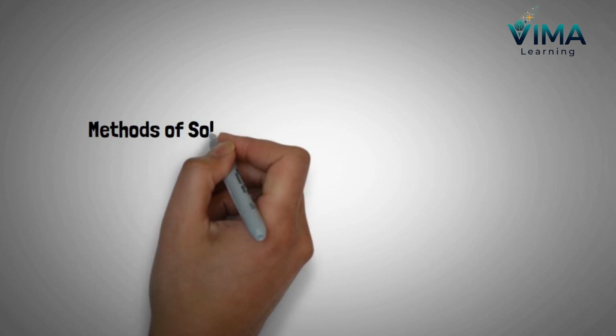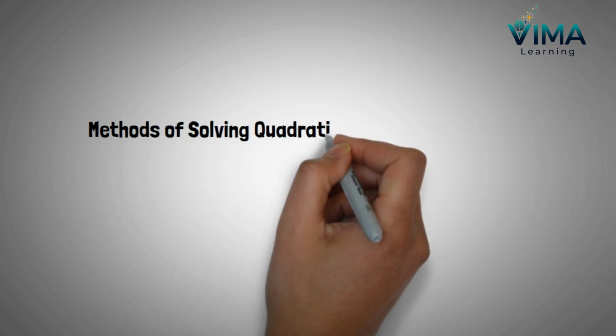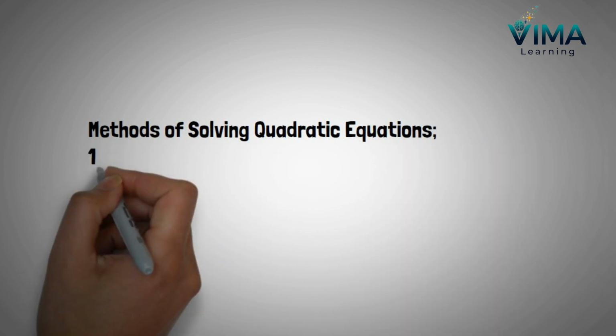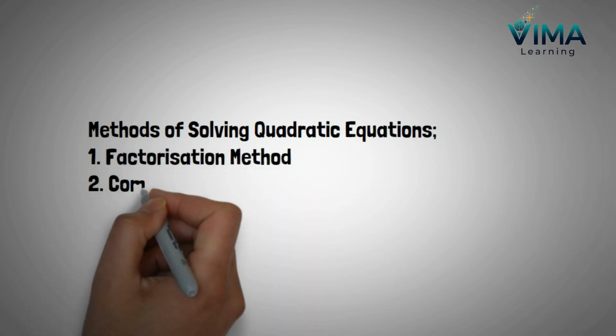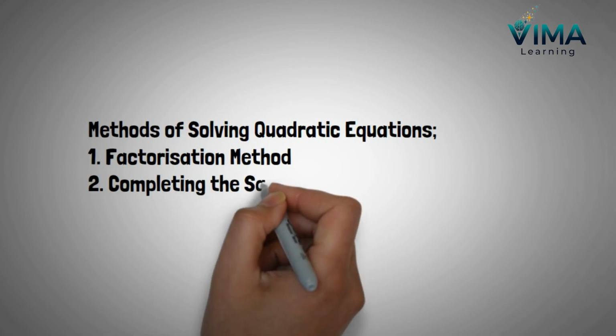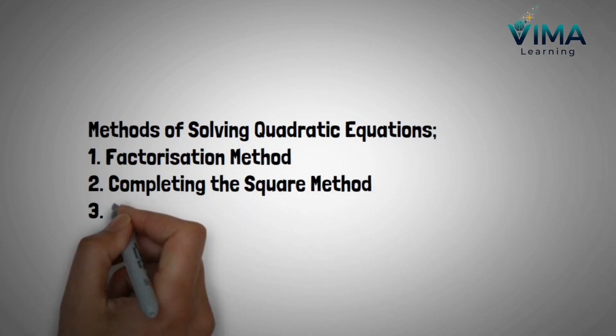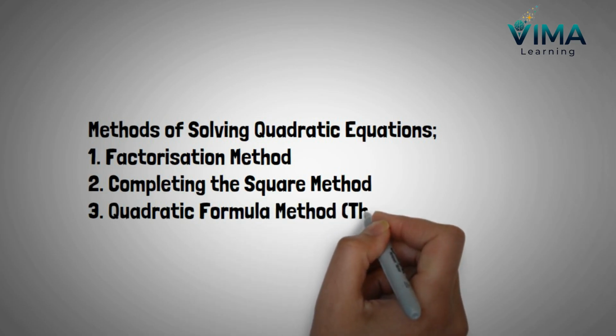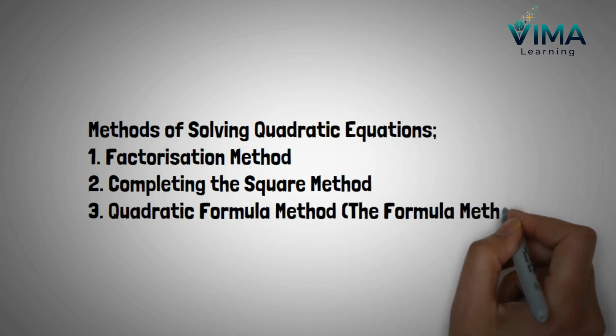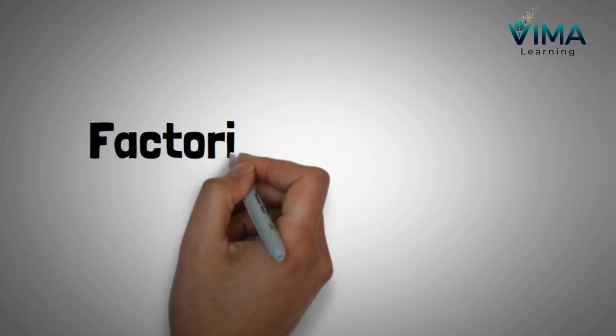Now before we go into solving this question, we should know that there are three methods for solving quadratic equations. The first method is the factorization method, the second method is completing the square method, and the third method is the quadratic formula method, which is popularly called the formula method. But for this question, we are going to be using the factorization method. Now, let's go into solving this question.